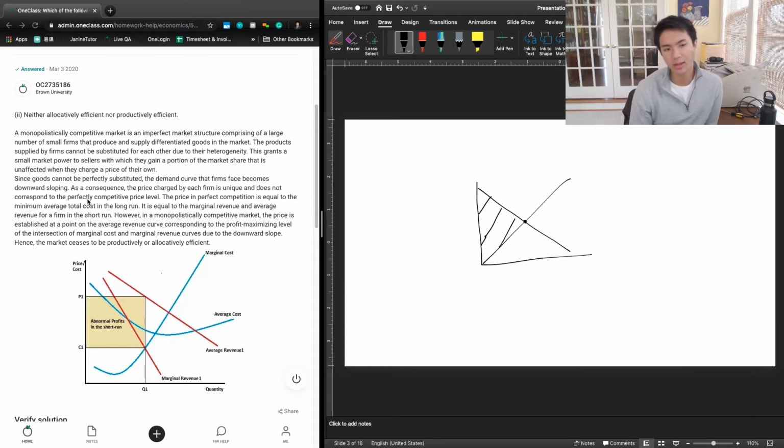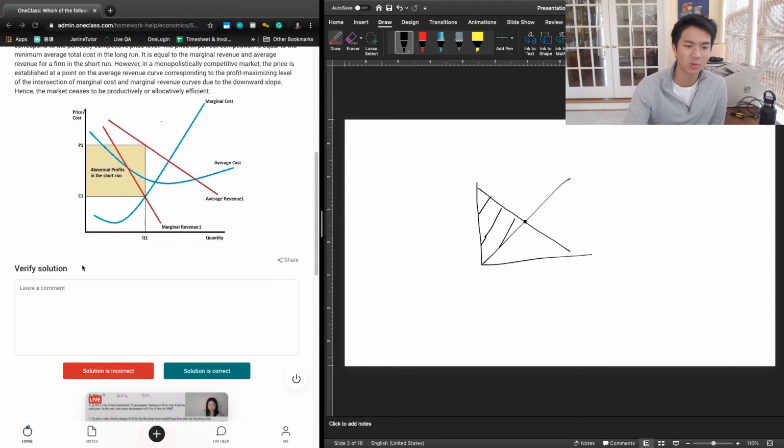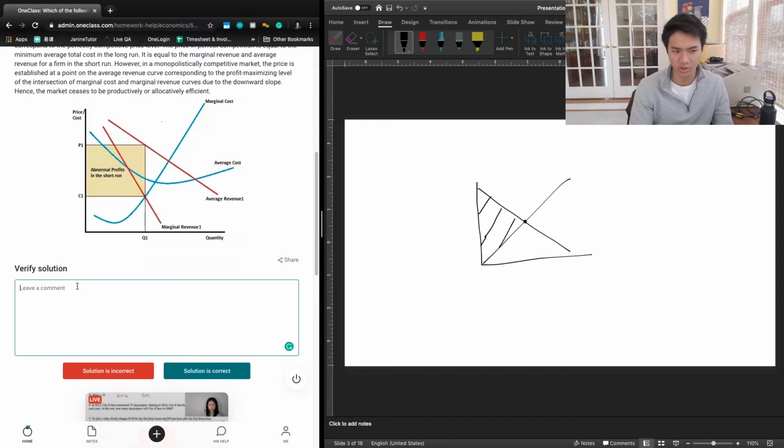So I think that hits the nail on the head. The only thing that could really make this answer a little bit better is if we specifically defined allocatively and productively efficient, right? Because if we don't know what those things are, we can't answer this question. So we're just going to add that definition in, and otherwise it should be good.